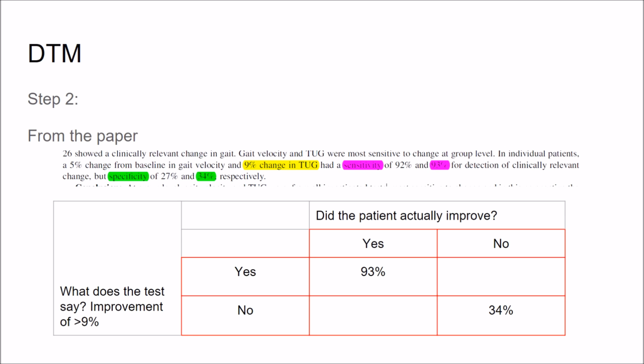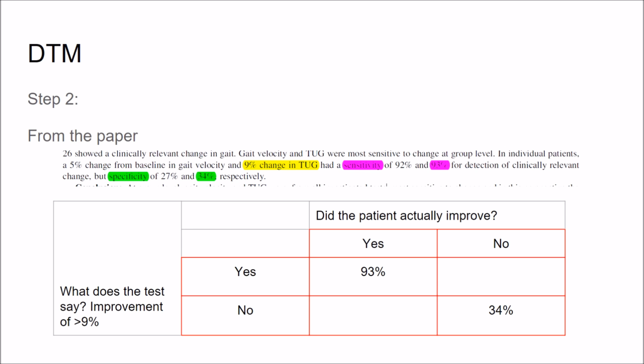If you look at the slide, what I've done is I've simply done a screenshot of that bit of the paper, actually in the abstract, so that we can pluck out some of the figures that we need. The two figures that we need are the sensitivity for the Timed Up and Go test, as well as the specificity of the Timed Up and Go test.